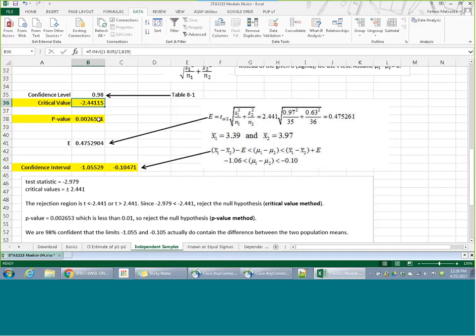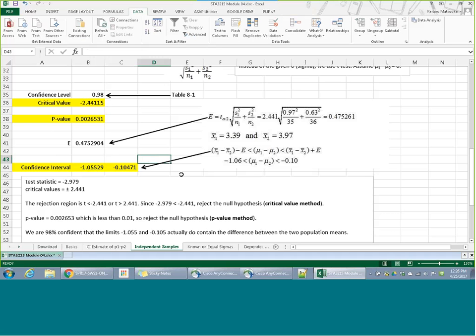If you look at the p-value, which is 0.00265, that is certainly less than 0.01. So again, you reject the null hypothesis. That's the p-value method.